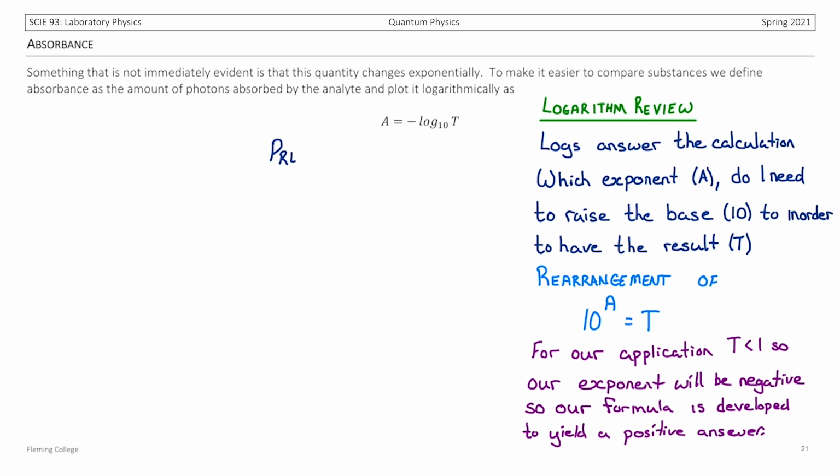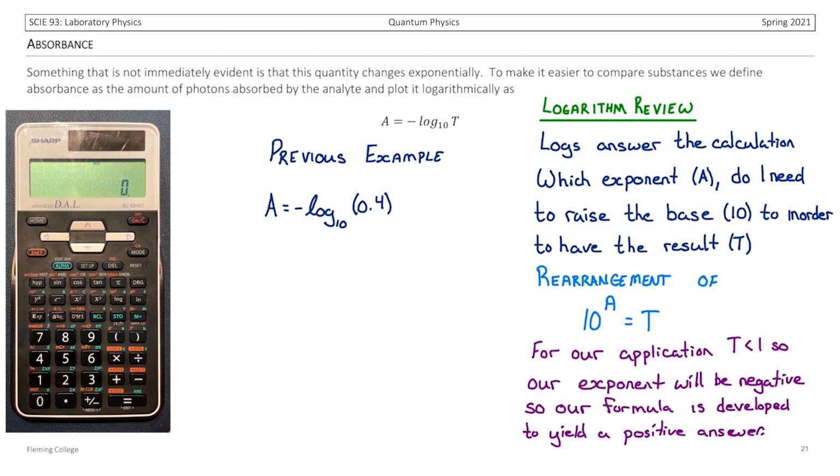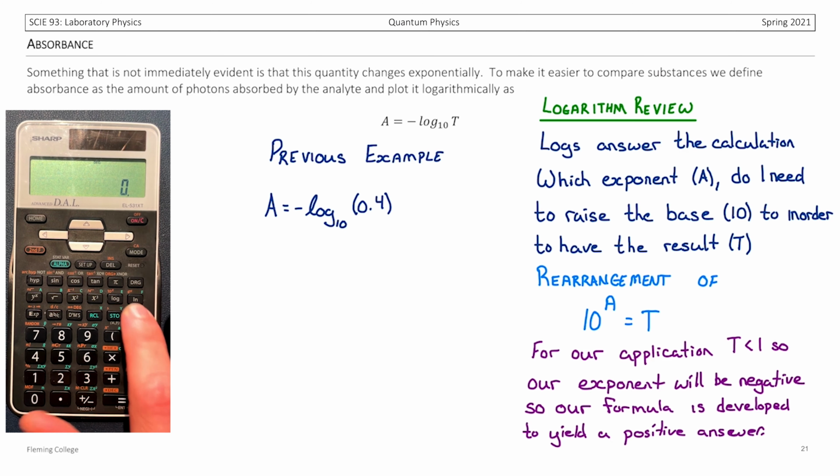So using our previous example, we see that the absorption will be equal to negative the logarithm base 10 of the 0.4 transmittance. And if we plug this into our calculators, your calculator should have a log button. And note how it doesn't have a 10. Calculators always assume that the base logarithm you're working with here is 10. If you need to work with a base of e, remember that's the ln button right beside log. But we'll be using log.